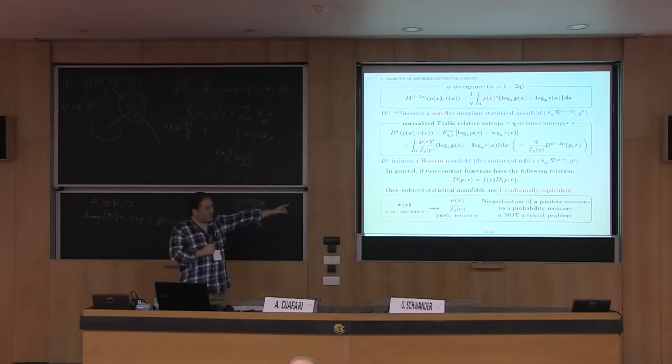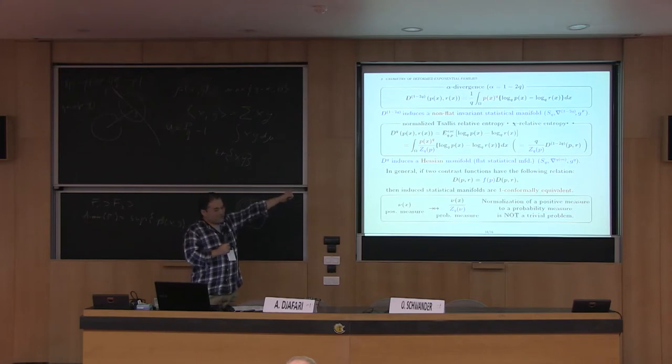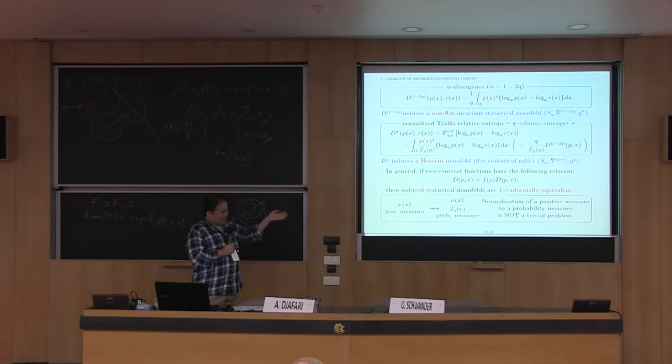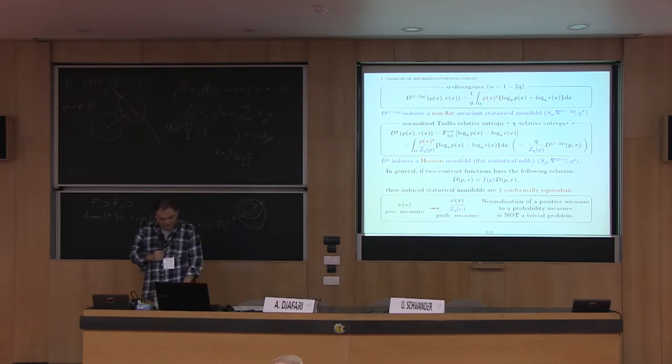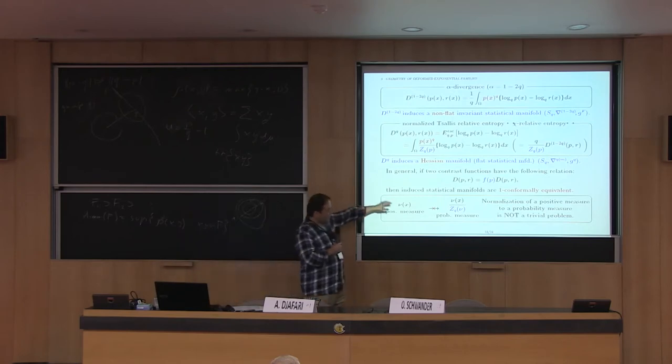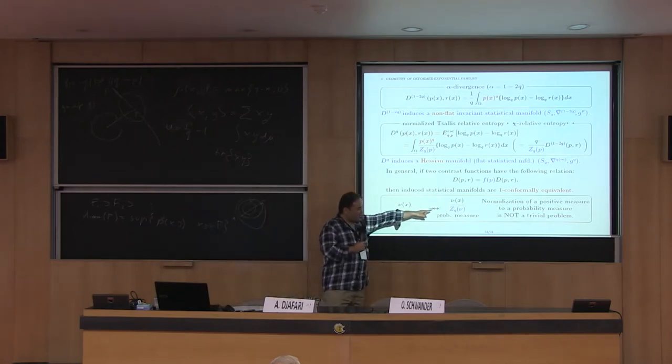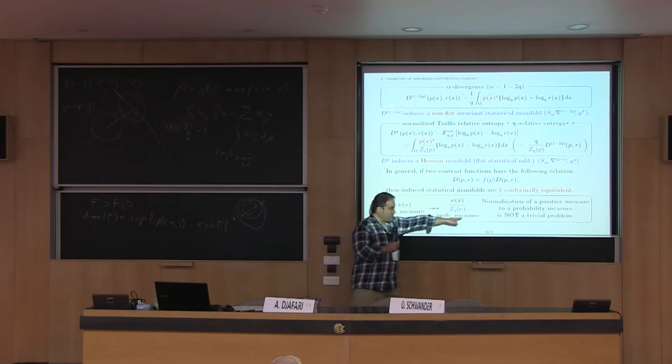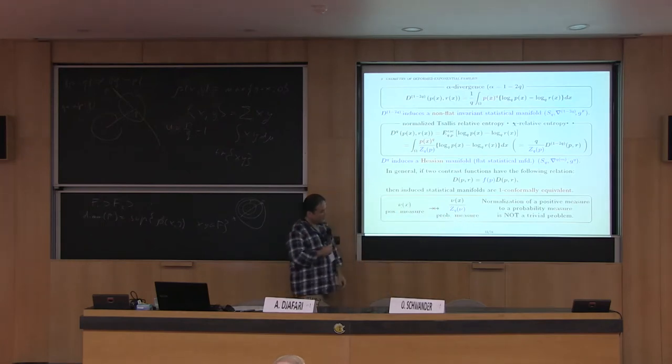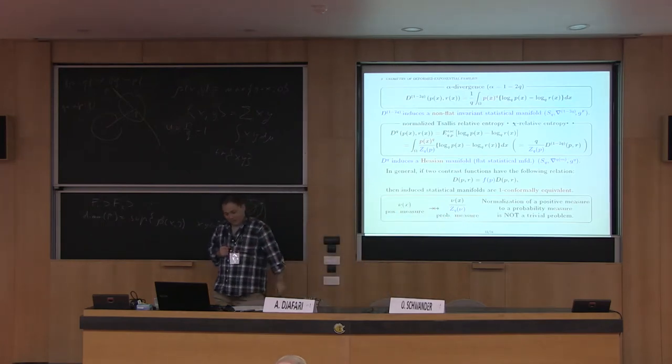And in this case, the two statistical manifolds have some projective structure and so on, but I would like to omit that. Anyway, normalization of a positive measure to a probability measure is not trivial. So the geometry structure changes.